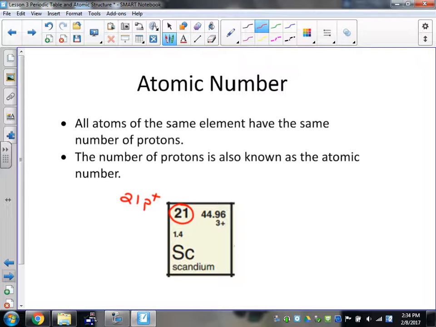The number of protons is also the atomic number. So that atomic number tells you how many positives, P positives, you have. And these protons, of course, are in the nucleus. All right. That's atomic number.